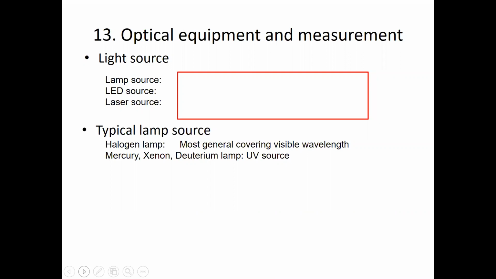In general, we have three types of light sources, and the first one is lamp, which was invented at first as the light source. You could see the lamp, and the lamp has usually a whitish light. And you see, the key feature of the lamp is covering the wide wavelength range.